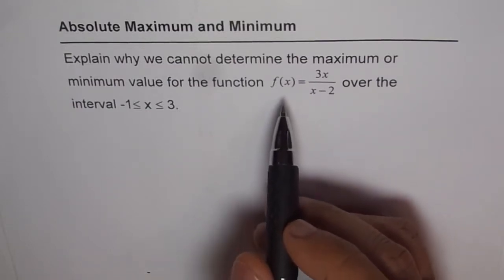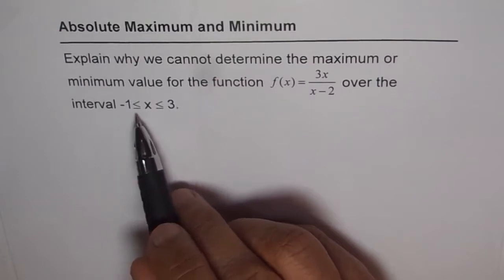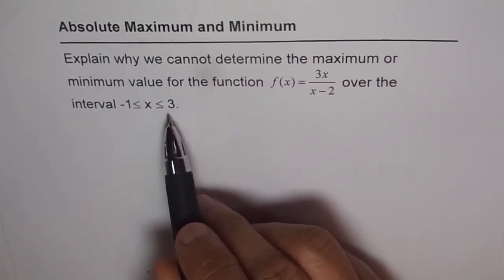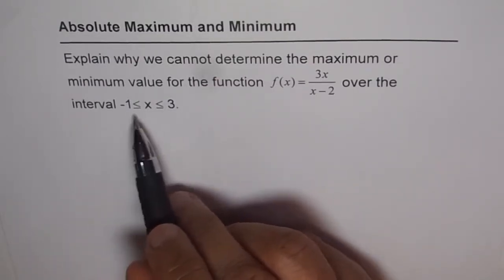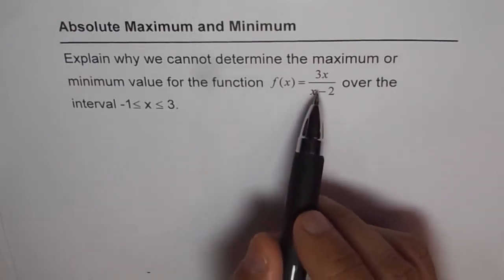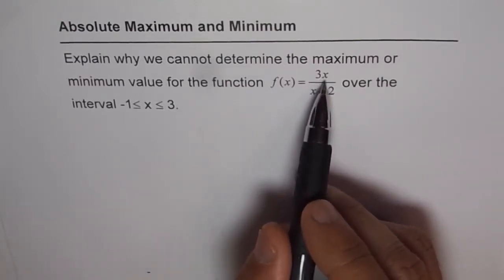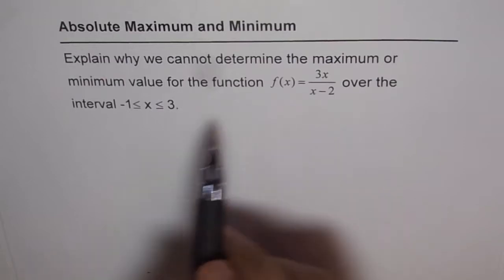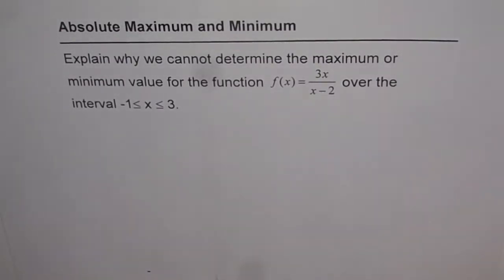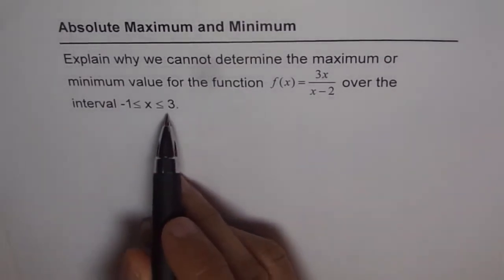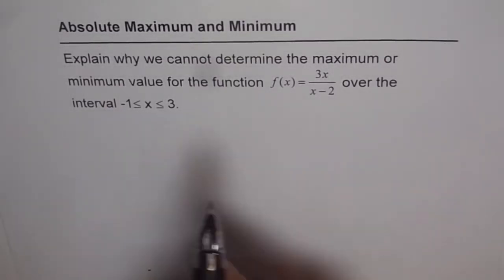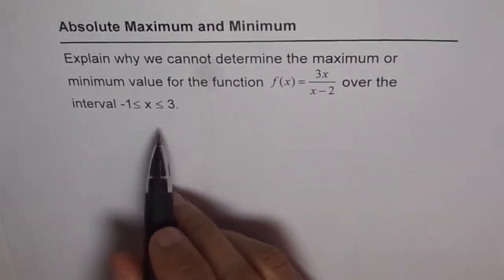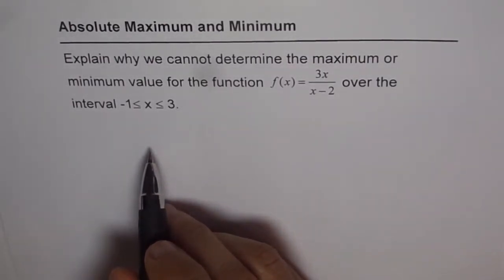Second, we need to find the value of the function at these two extreme values, but the function should be continuous between these two values. Now, our function is f of x equals 3x over x minus 2. It is discontinuous at x equals 2, and therefore that doesn't work, right? So we don't have an extreme value at minus 1 or at 3 since the function is not continuous in the given domain. That's a very critical step.